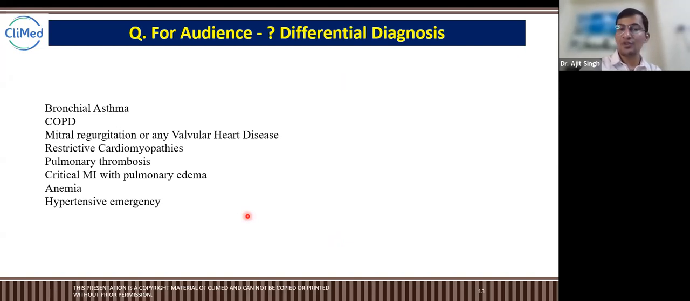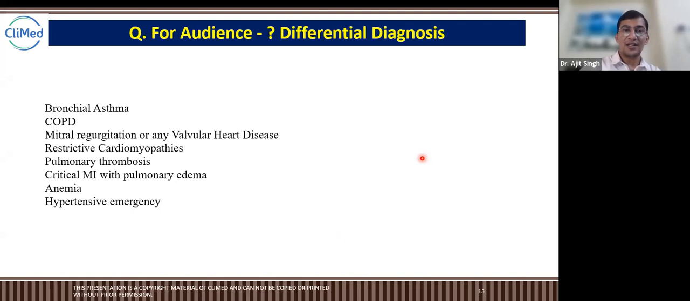So here I'm talking about restrictive cardiomyopathy. So yeah, it could be one of that. Okay, so bronchial asthma, COPD, mitral regurgitation, or any valvular heart disease, restrictive cardiomyopathies. You talk about restrictive cardiomyopathies, guys, and tell me in the next class what is restrictive cardiomyopathies. Pulmonary thrombosis, critical MI with pulmonary edema can mimic the same symptoms, anemia, and hypertensive emergency.